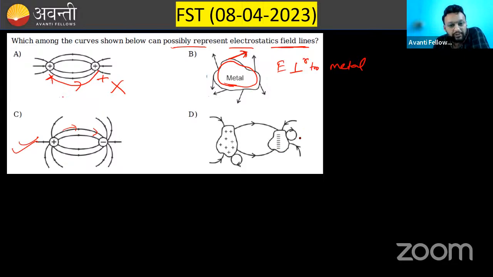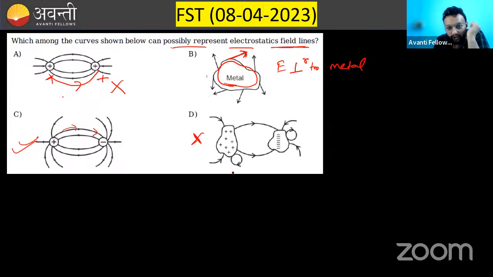What's wrong in the D option? Can anyone answer? What is wrong with the D option? Gauri, Divya, what's wrong with the D option? There is a statement, very good, someone has answered. Positive or attractive circular path. Very good, Chichuni.